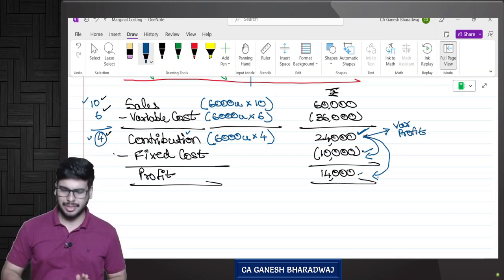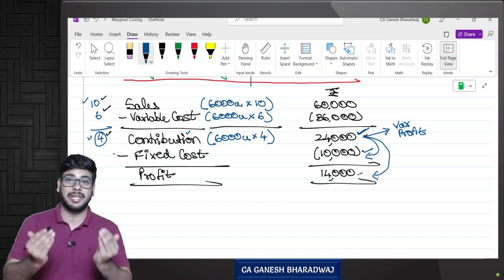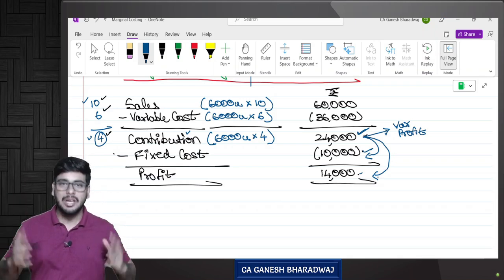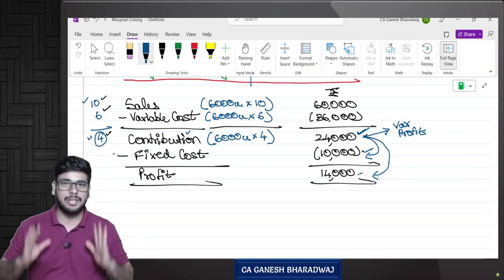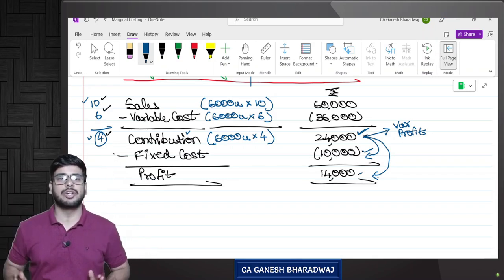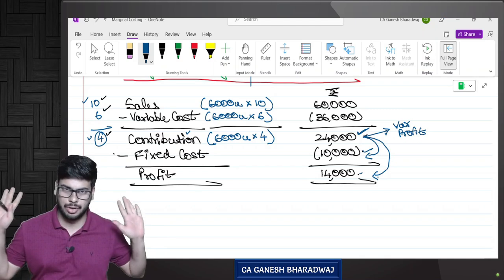Are you clear with this? In simple terms, this contribution is nothing but the variable profit that you can calculate on a per unit level. It is nothing but selling price minus variable cost. If you want to calculate it on a unit level, and if you want to calculate it on a total level, it is sales minus variable cost gives you contribution. Are you clear with this?